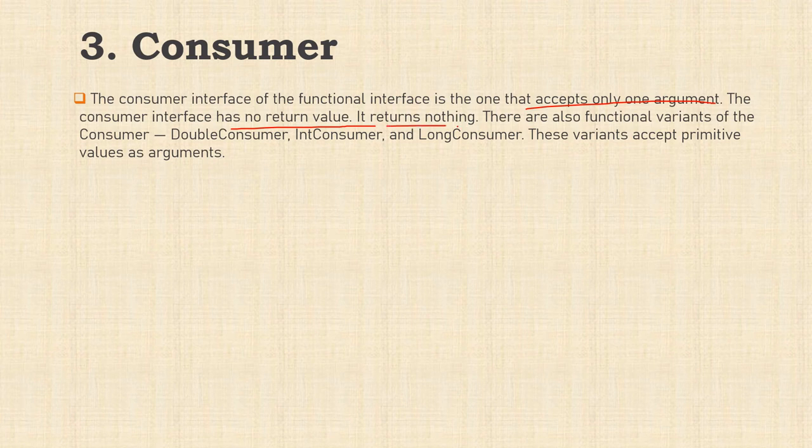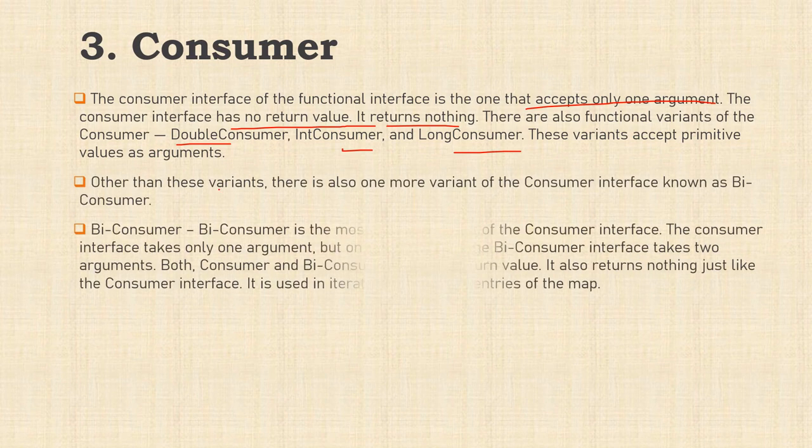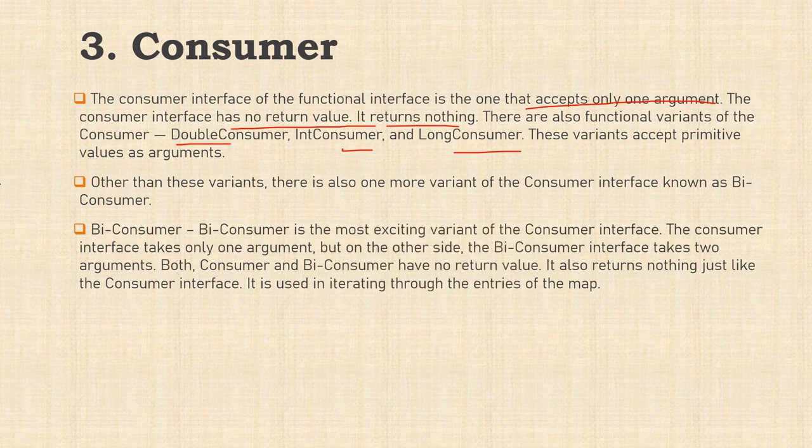There are also functional variants of the consumer. We have DoubleConsumer, IntConsumer, LongConsumer. These variants take the primitive value as an argument. Other than these variants, there is also one more variant of the consumer interface, the BiConsumer. So BiConsumer means it will take two inputs. It will return nothing.